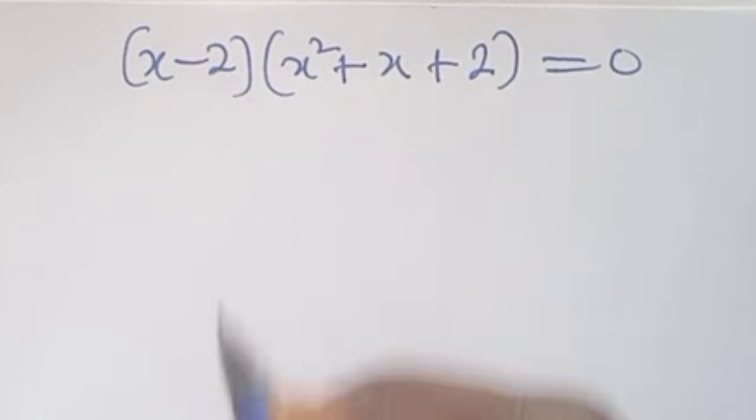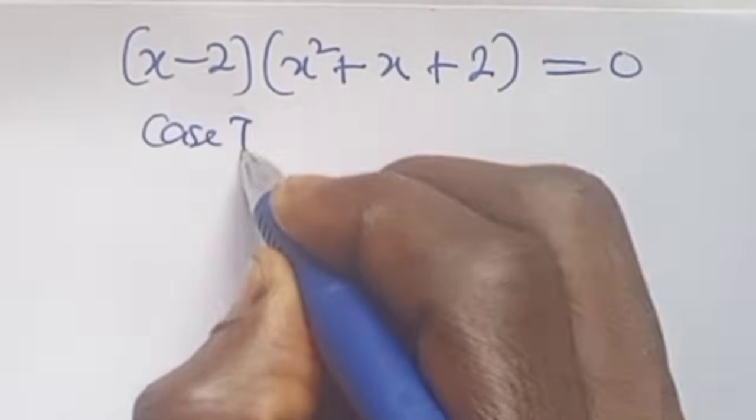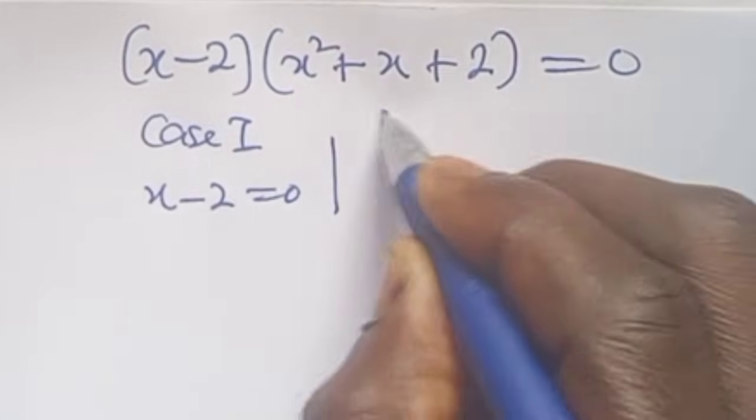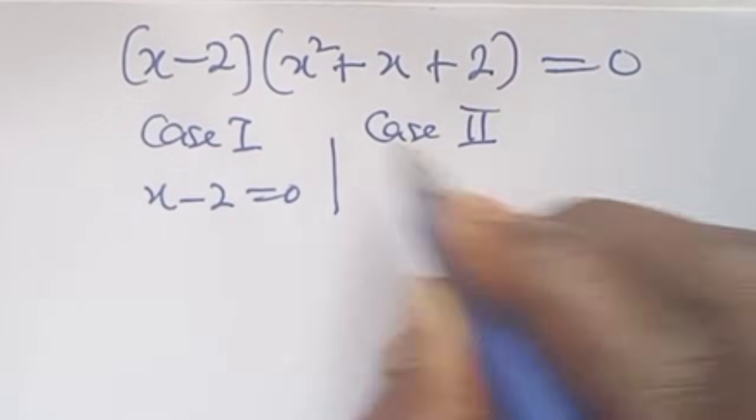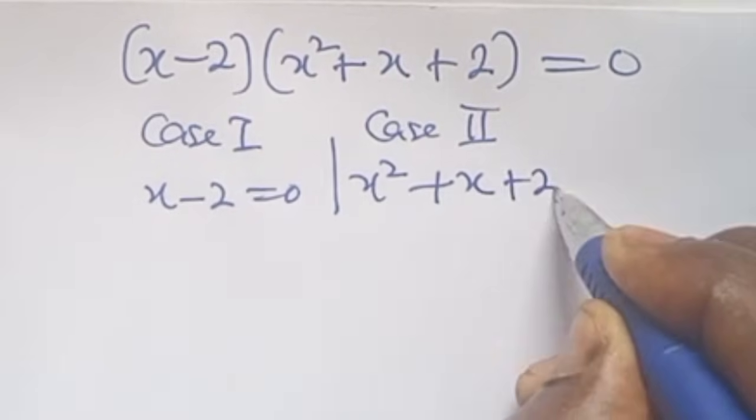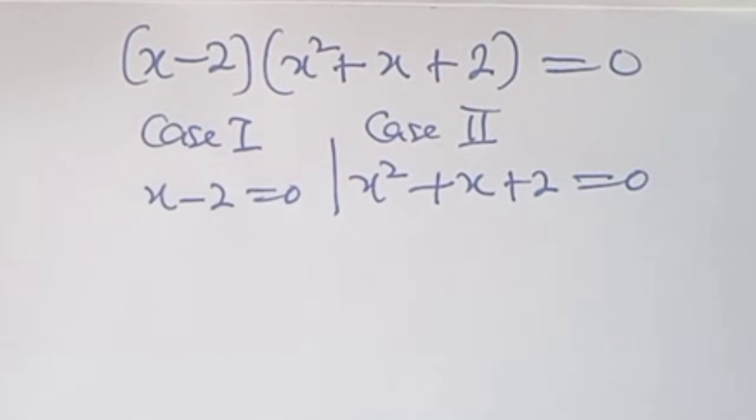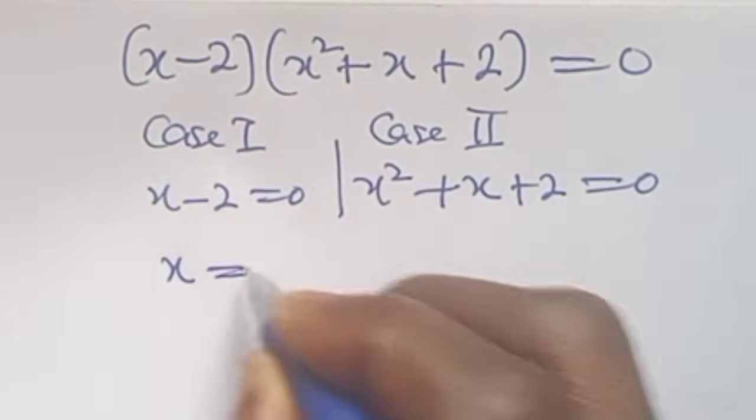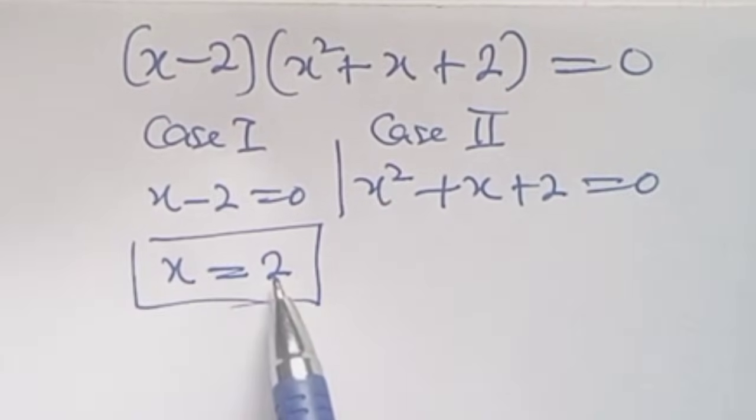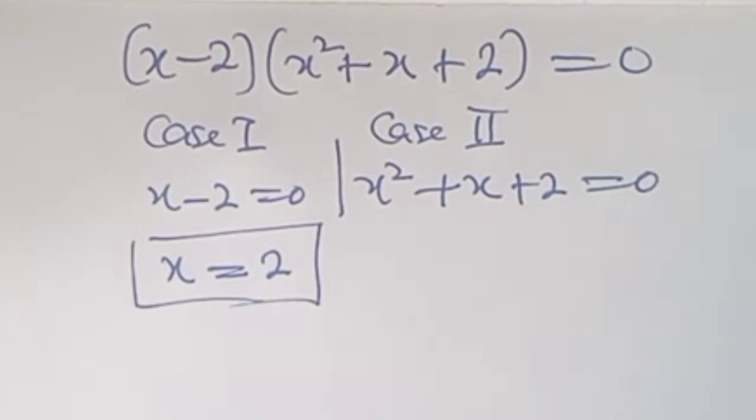So we are having two cases. Case 1 is x minus 2 equals 0, and case 2 is x squared plus x plus 2 equals 0. And from case 1, x will be equal to 2. The first value of x, and it's a real number.